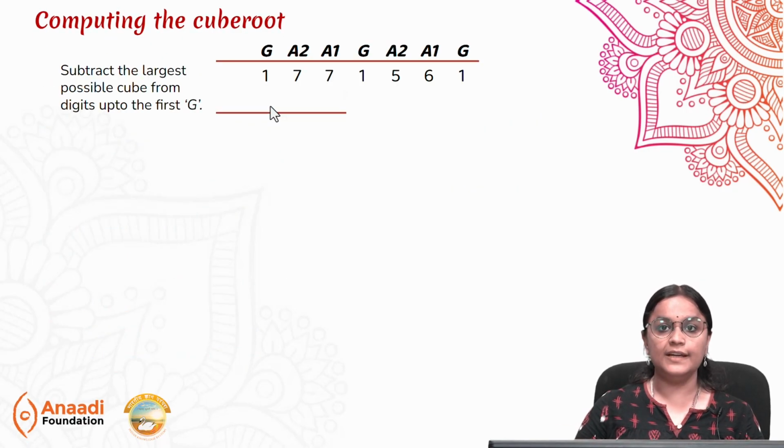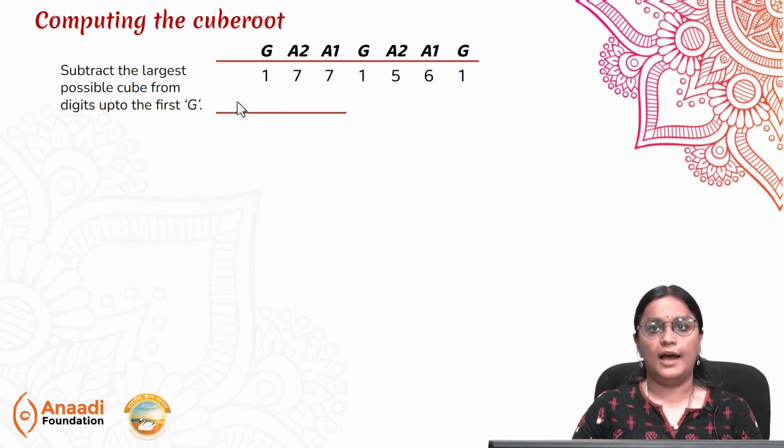Now, let us dig into an example to see how the method can be applied. Let us say that we want to find the cube root of 17,71,561. As we can see, we will start from the rightmost end and move this way. So, the first digit we encounter, we will mark as Ghana. The second will be Aghana 1 and the third will be Aghana 2.